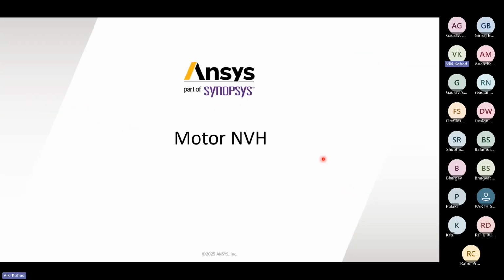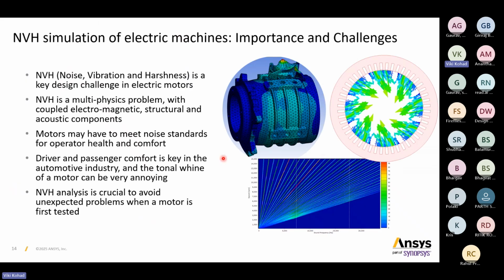Now, motor NVH. NVH is noise, vibration and harshness. We have to do the simulation of NVH. Why do we have to do the simulation of NVH? Because whenever we feel noise, there is an efficiency drop.